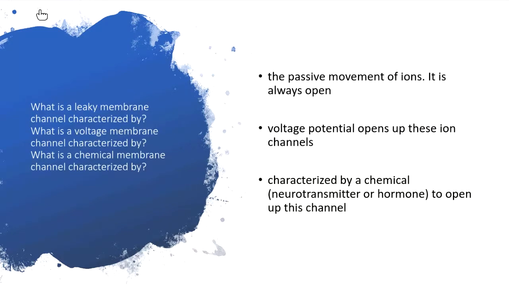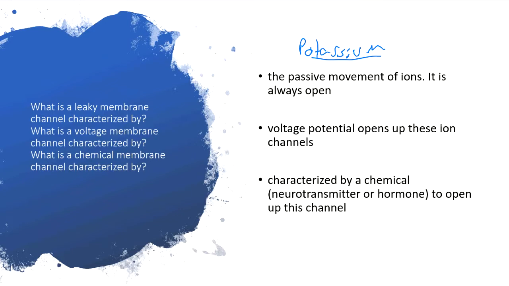All right, next question is, what is a leaky membrane channel characterized by? So it's just the passive movement of ions, okay? Common leaky membranes are potassium, and that's basically it for the sake of this lesson.